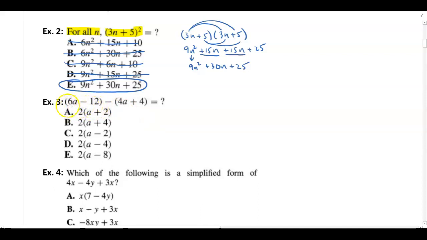Example 3. What I'm doing with these two polynomials is subtracting them. I have nothing to distribute to the first one, so I'm going to drop the parentheses and rewrite it. Since I'm subtracting the second one, I'm going to distribute a negative 1. Negative 1 times 4a is minus 4a. Negative 1 times 4 is minus 4. Now I'm looking to combine like terms. 6a can be combined with negative 4a. Negative 12 can be combined with negative 4. That gives me 6a minus 4a is 2a. Negative 12 minus 4 is negative 16.